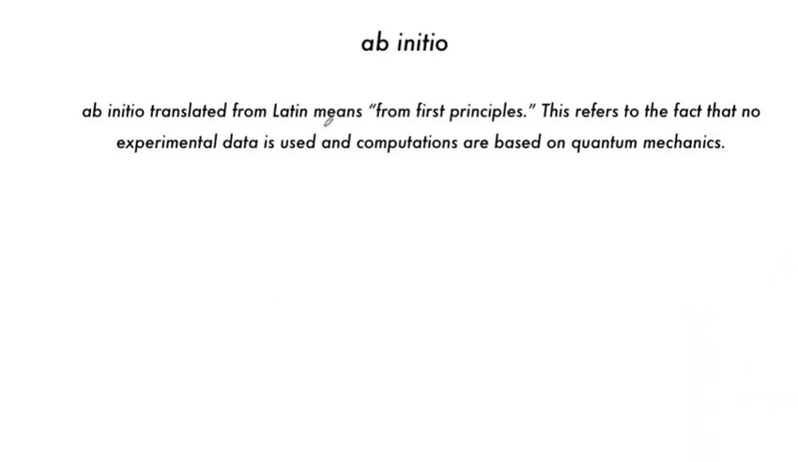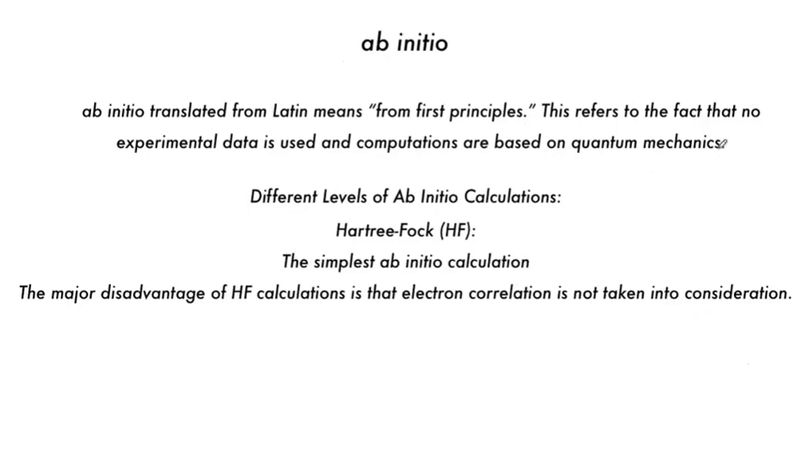Ab initio is translated from Latin, meaning from first principles. The first principles here is that we're using quantum mechanics. This refers to the fact that no experimental data is used and computations are based purely on the laws of quantum mechanics. We have different levels of ab initio calculations. We have the Hartree-Fock, which we talked about. This is the simplest ab initio calculation. The major disadvantage of Hartree-Fock calculations is that the electron correlation is not taken into consideration, so there are going to be some inaccuracies. But because it doesn't take into consideration the electron correlation, it is very fast.